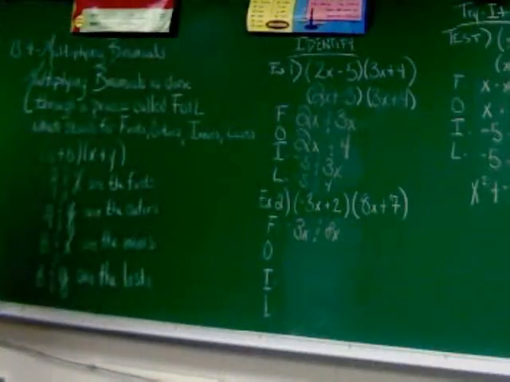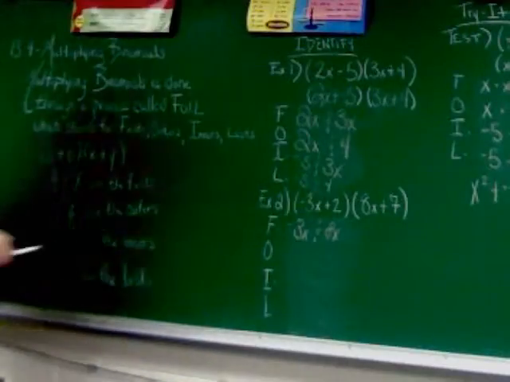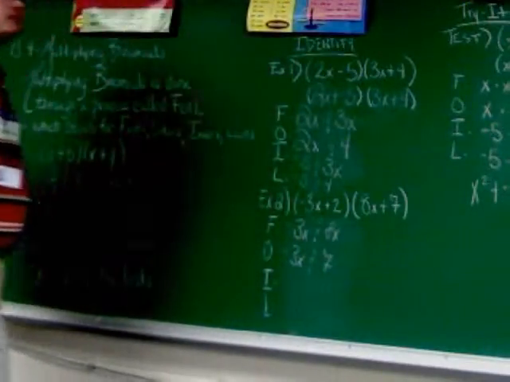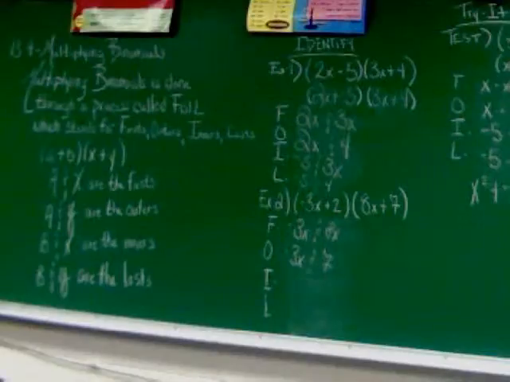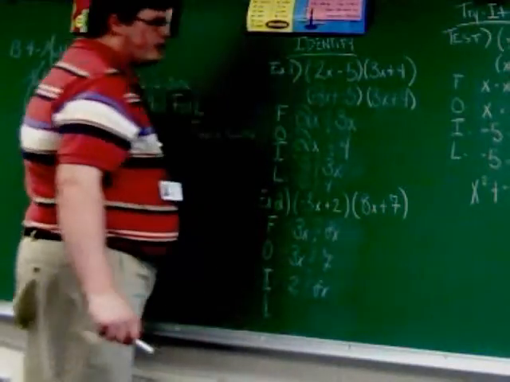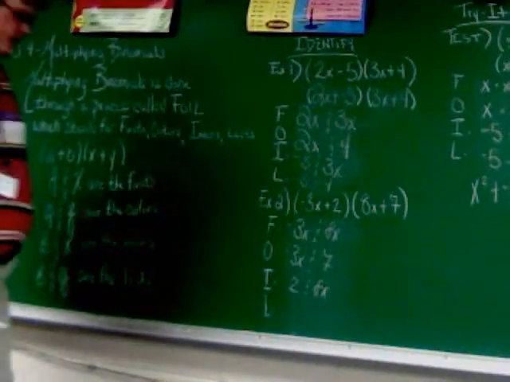Okay, what are the outside terms in the set of binomials? The terms furthest to the outside. Esther. Negative 3x and 7. I stands for the inside term, so the terms closest to the middle. What are the inside terms here, Sabrina? 2 and 8x. L stands for last. What is the last term in each binomial? Jackson. 2 and 7.